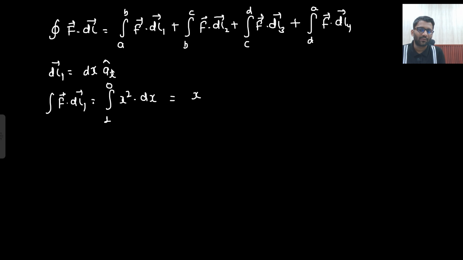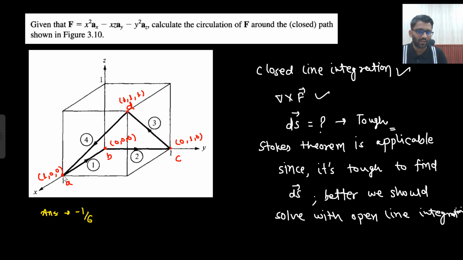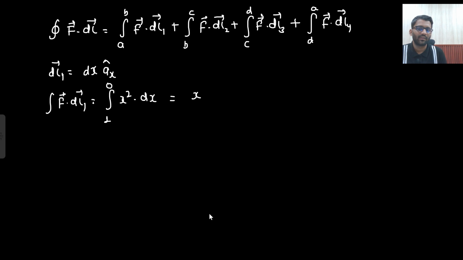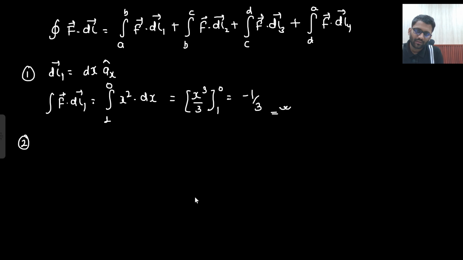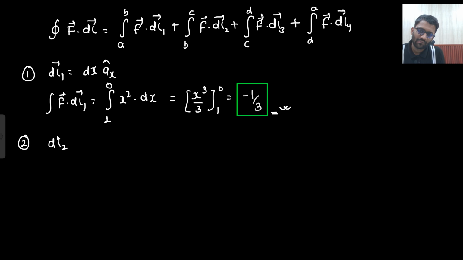Here you will not say, sir, from 0 to 1 I will write. No. Only in the surface I told you that you will write the limit from lower to higher. Here you need to see the path where you are walking. From 1 to 0 I am going. So x cube by 3, from 1 to 0, gives minus 1 by 3. And this is the answer for dl1.